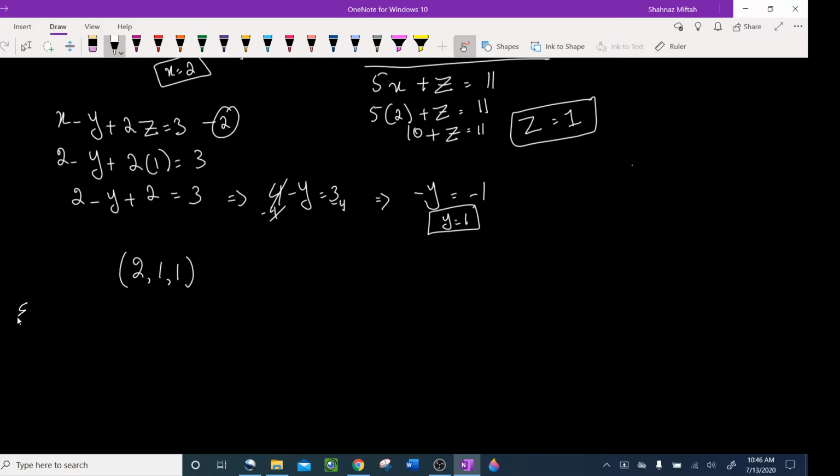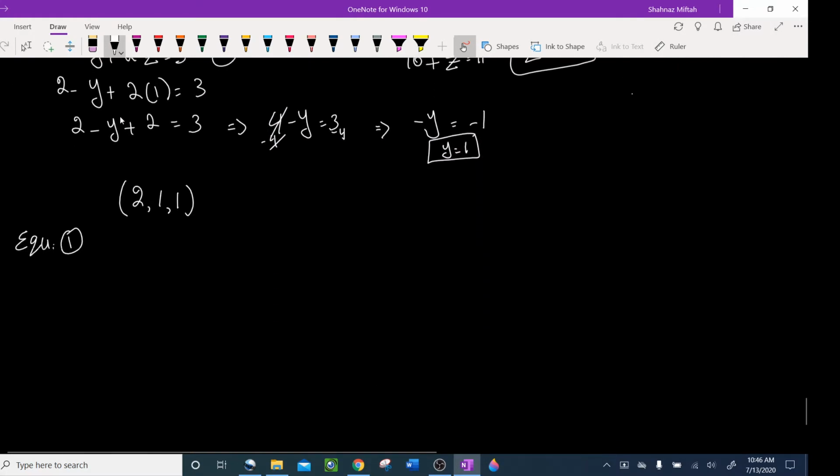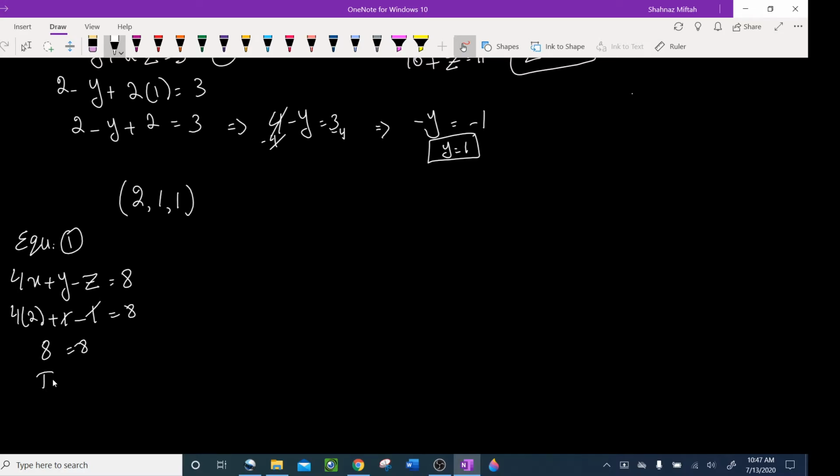So my equation number 1 was 4x plus y minus z equal 8, and I'm going to plug in all the 3 numbers that I have. For x we have 2, for y it was 1, for z it was 1, and it's 8. 4 times 2 is 8. They cancel out. 8 is equal 8, which means the statement is true. Okay, let's try equation number 2.